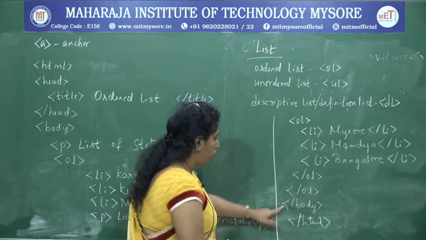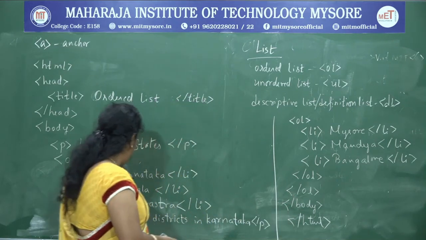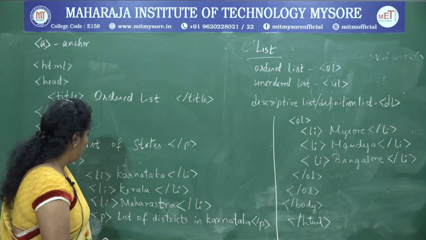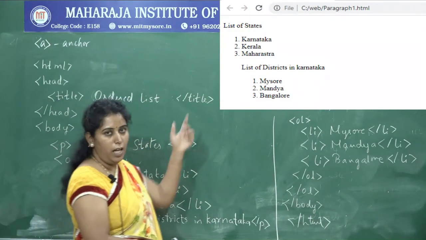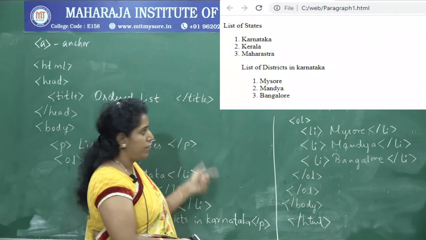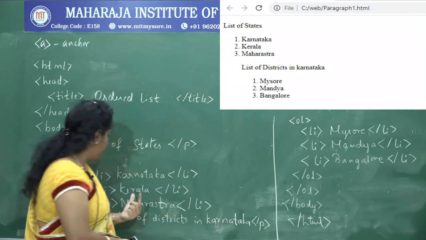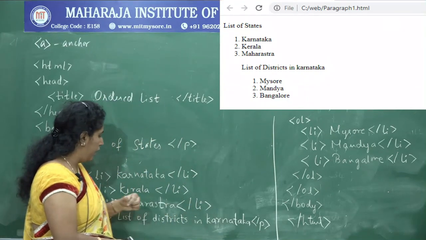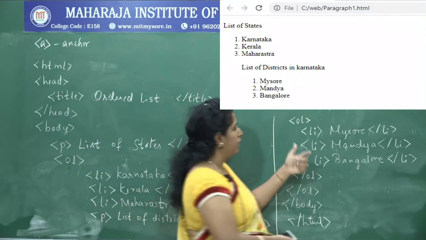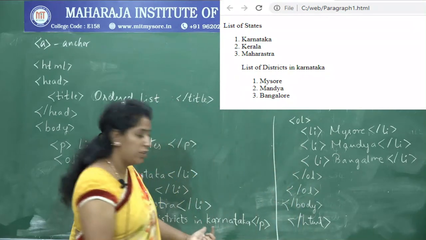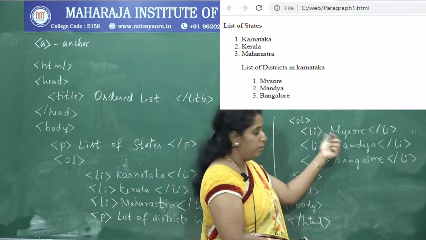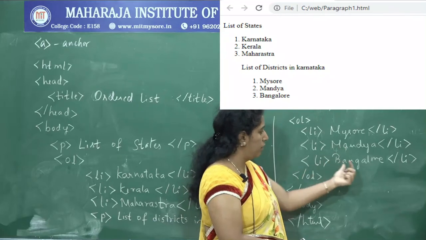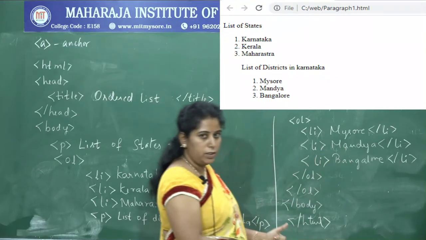So close the body and close the HTML tag. Finally once you run this program, you can notice the output, how it has been printed. 1 Karnataka, 2 Kerala, 3 Maharashtra, and under that I am printing the message list of districts in Karnataka. Likewise, first one Mysore, second one Mandya, third one Bangalore. Finally I have closed the list.